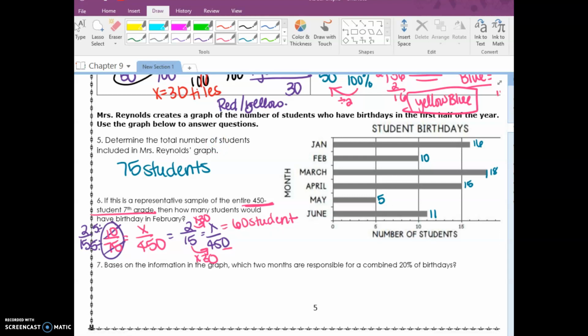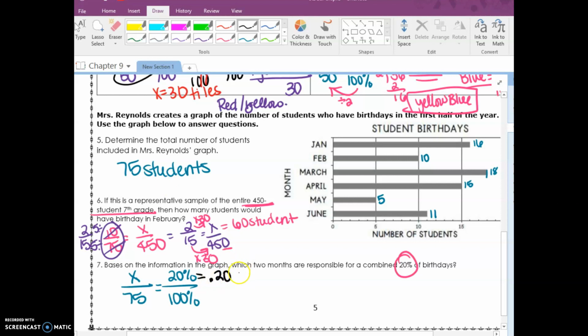Okay, so now based on the information in the graph, which 2 months are responsible for a combined 20% of birthdays? Okay, 20%. So I'm going to set up, here's my percent proportion. I'm looking for how many have a birthday out of 75 over 20% out of 100%. So I'm going to solve it a little bit differently. Instead of solving it with a percent proportion, I'm going to actually use my decimal form of 20%. So my decimal form is 0.20.